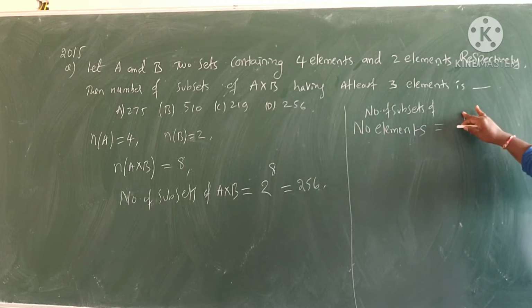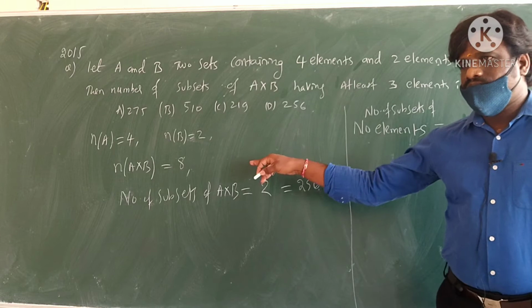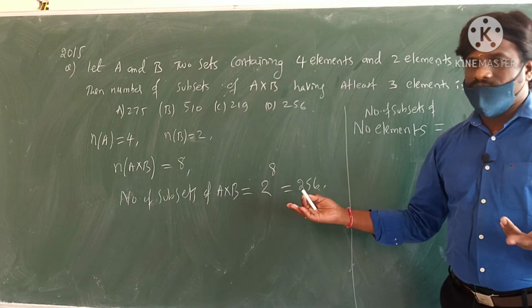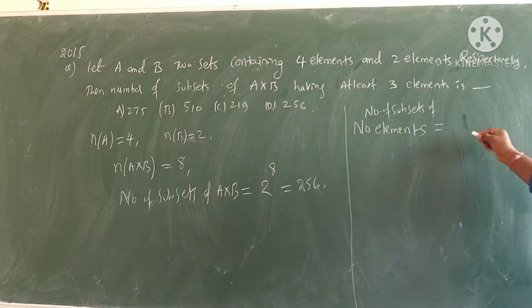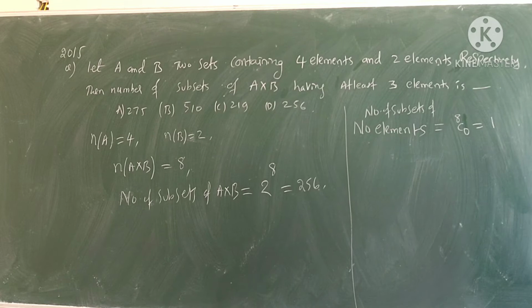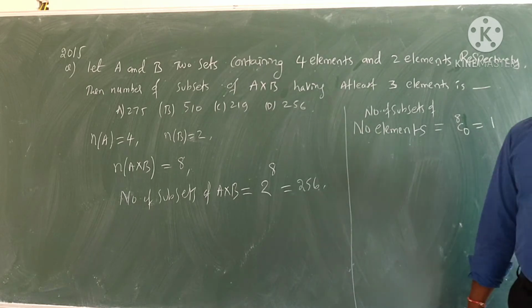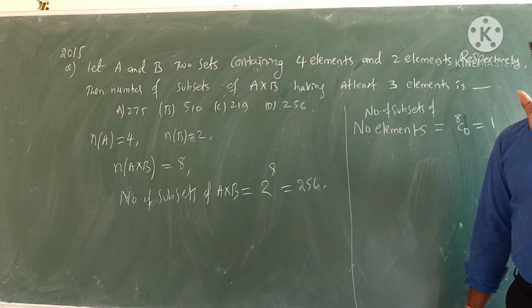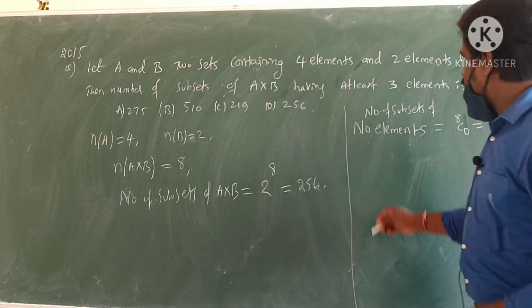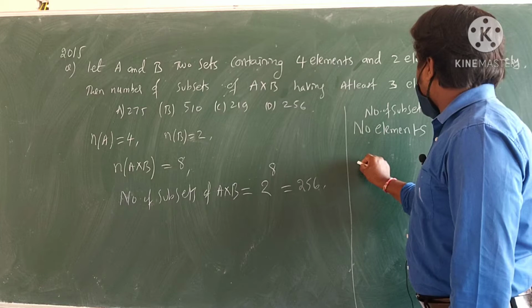How are you getting this? I will tell you. Total 8 elements, and you have to select 0 elements. So 8C0, in combinations, is equal to 1. Or in another way, only one null set is possible, that is the only subset of this. So 1 count.